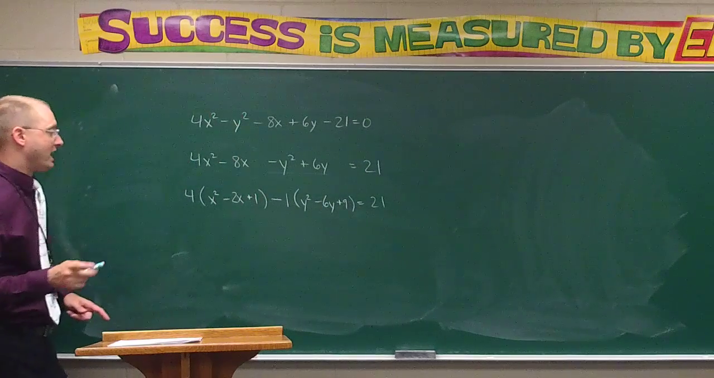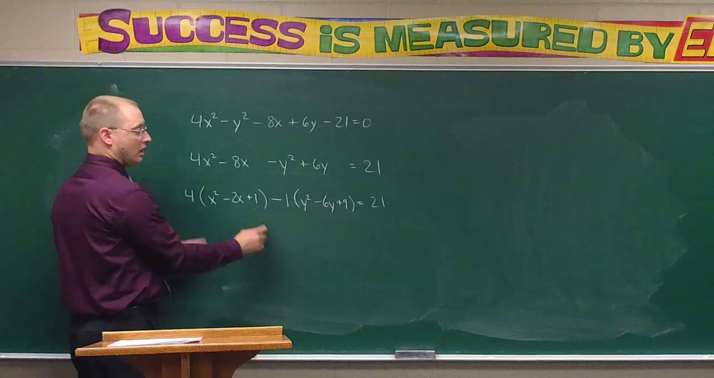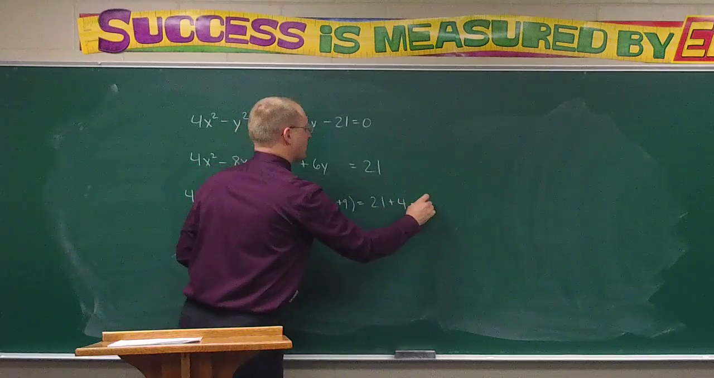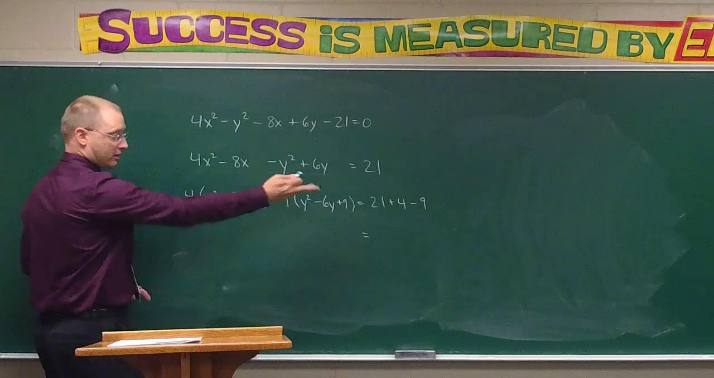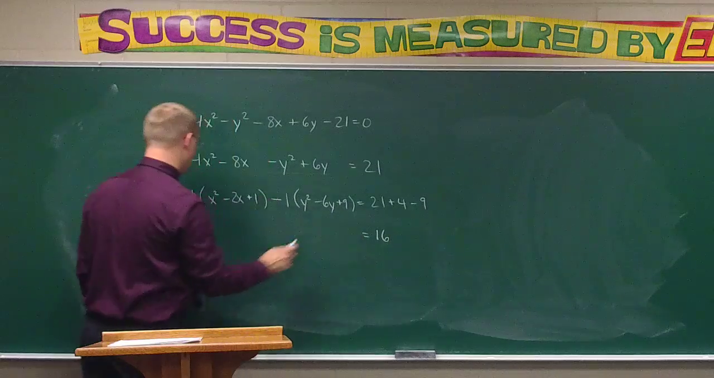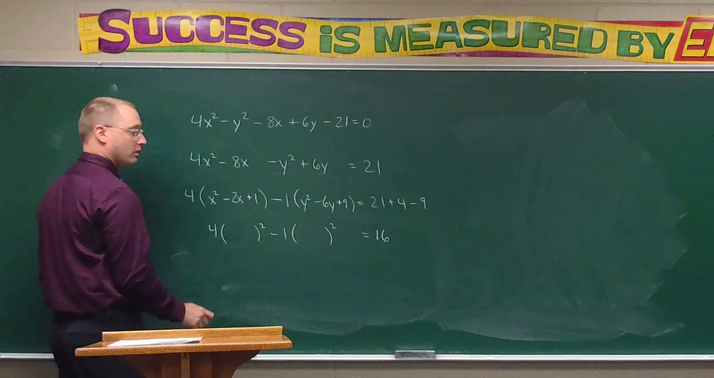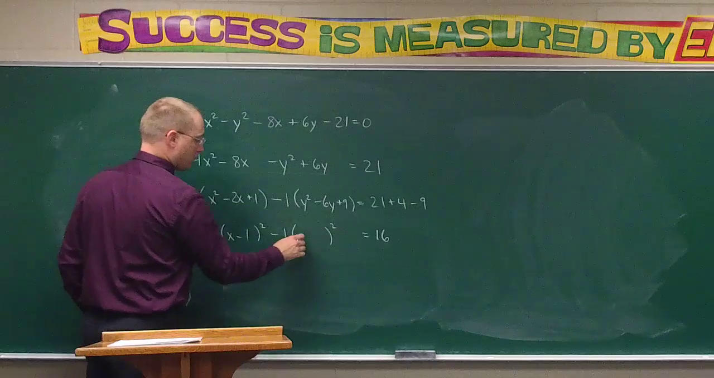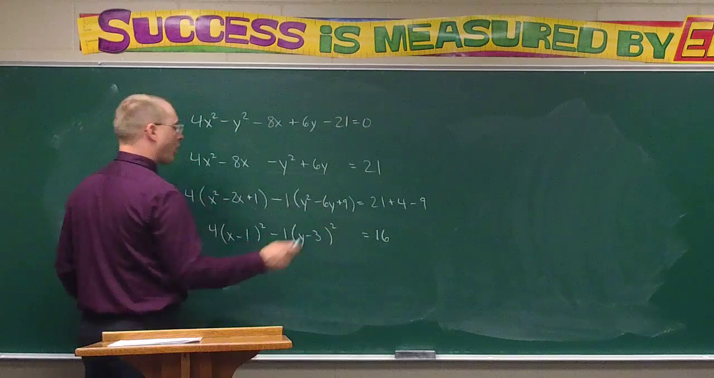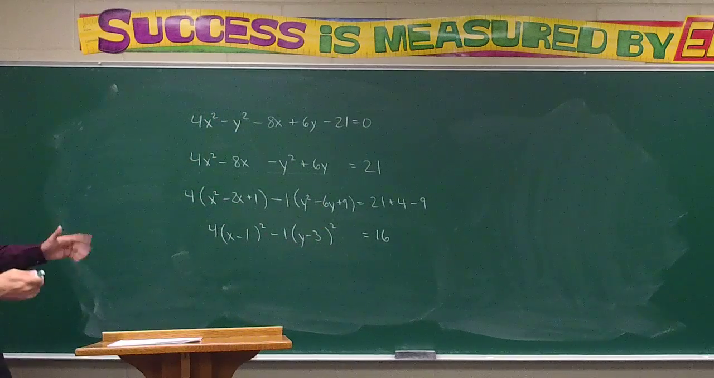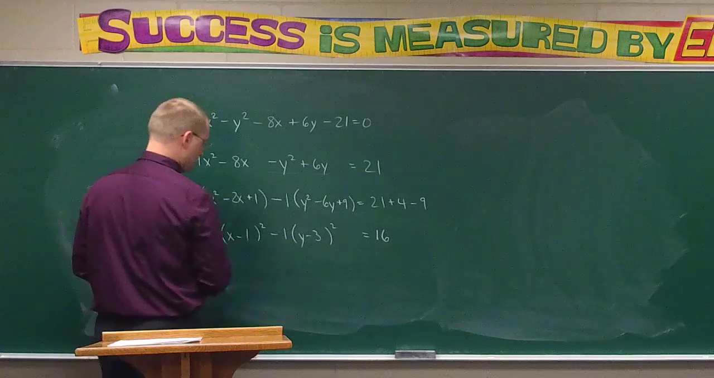But really what we have is a 4 and a negative 9, so we end up with 16 over here. Of course, here we can write binomial squares if we want to, and we do: x minus 1 squared and y minus 3 squared. All right, and then like the ellipse, we've got to set it equal to 1, so divide everything by 16.